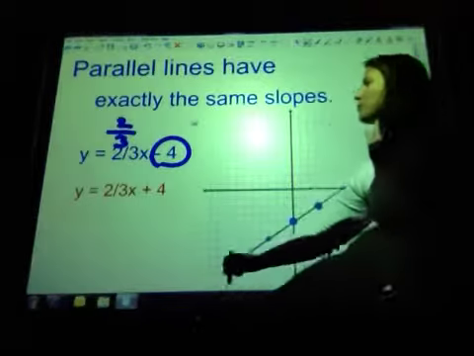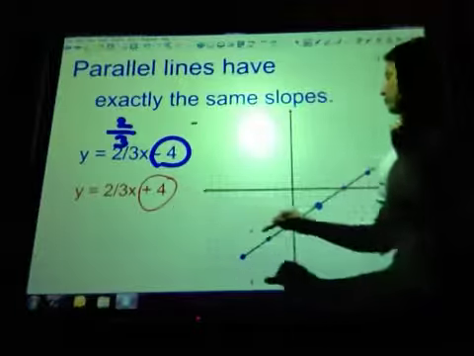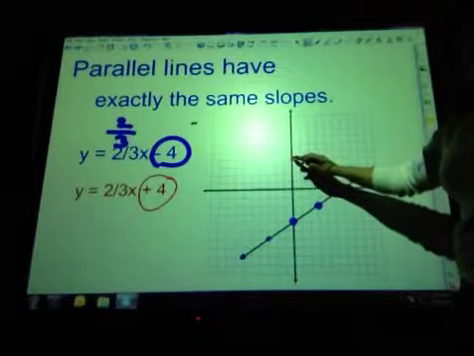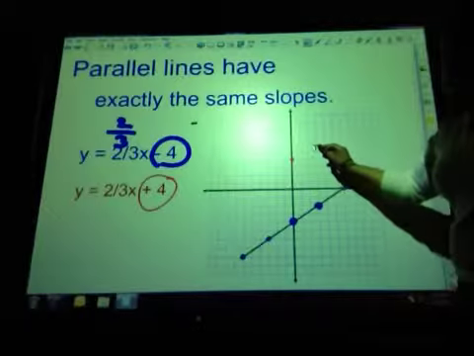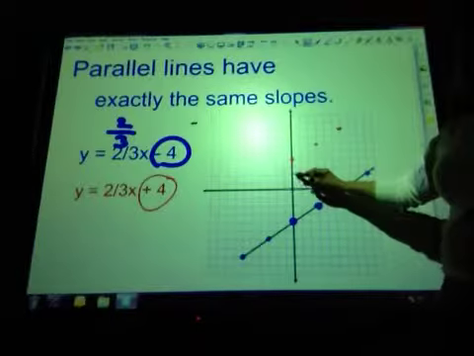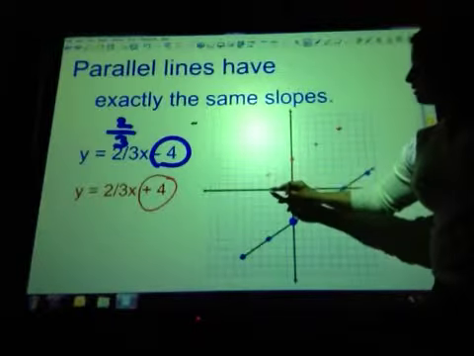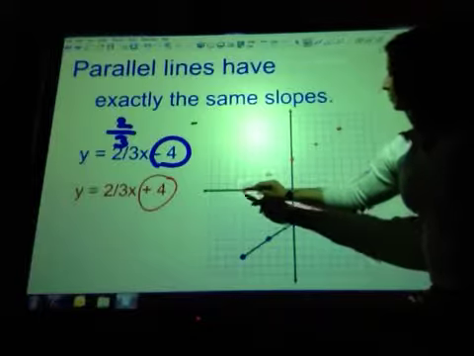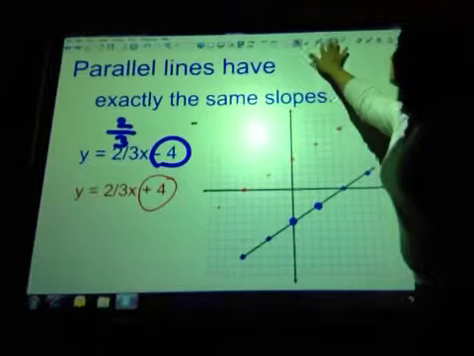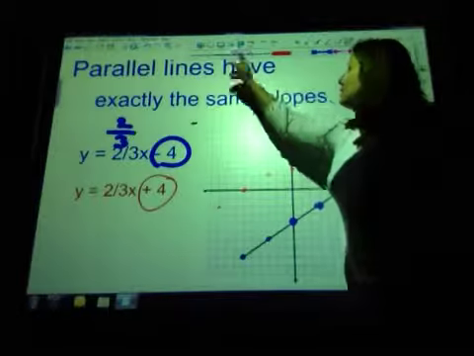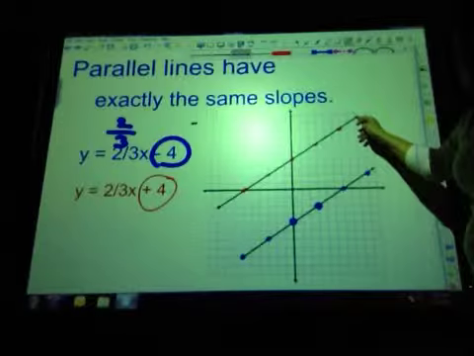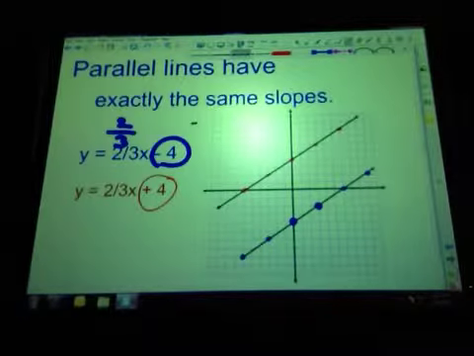So I'm going to go with my y-intercept. In this case, it's a positive 4. So I go up 4 from the origin, put my dot, and then from there I do the slope of 2/3. So up 2 over 3, or I can go down 2 and 3 to the left. So this is my second line that I made. You'll see that these two lines are parallel. They're never ever going to run into each other because they have the same exact slope.